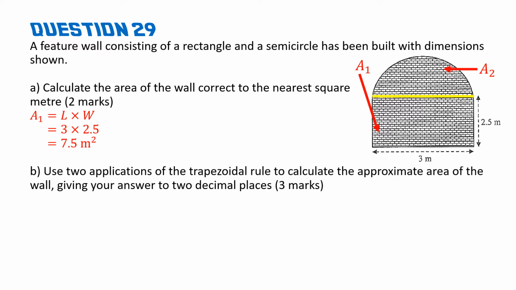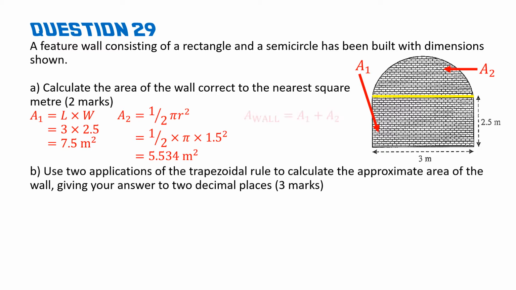Area 2 is a semicircle, so that's half a circle. Area of a circle, pi r squared, so we want half of pi r squared. So what's our radius? Well, we know that the full width across our semicircle is going to be 3 metres, so therefore our radius must be half of that, 1.5 metres. So we can put in 1.5, type all of that into our calculator, and we get that area 2 is 5.534 metres squared. So that's area 1 and area 2.